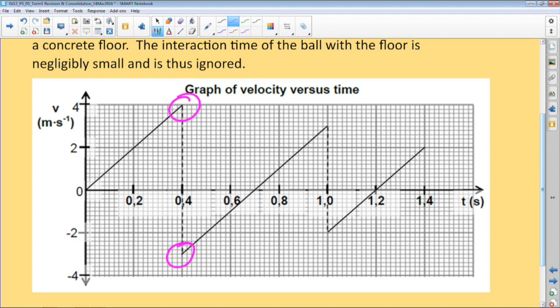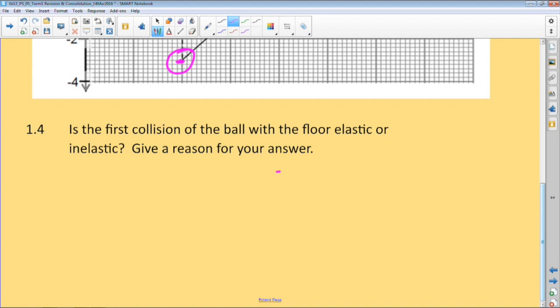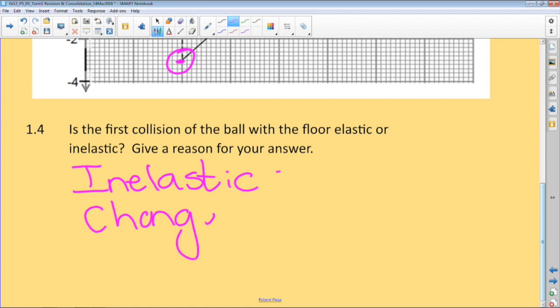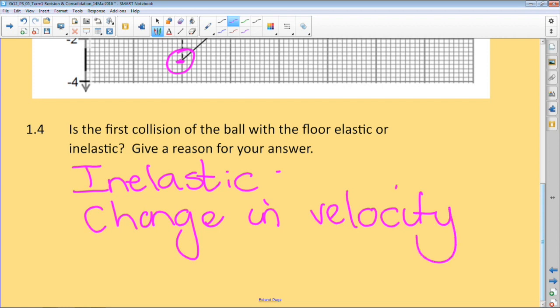It hits the ground with a velocity of 4 and rebounds with a velocity of 3. Okay? There's a change in velocity. That means it's got to be inelastic. So when we explain this, we say, well, it's inelastic, and my reason is that there's a change in velocity. So the initial velocity on the floor is bigger than the velocity off the floor.